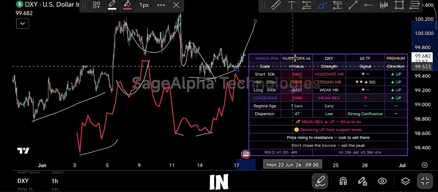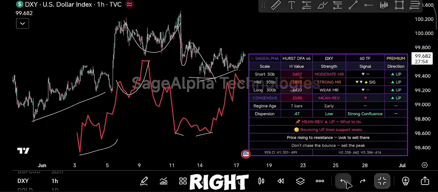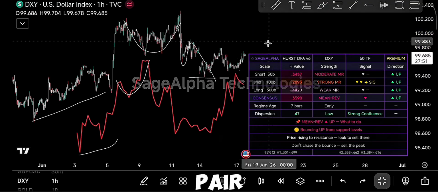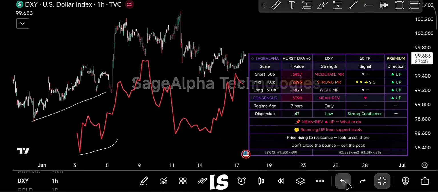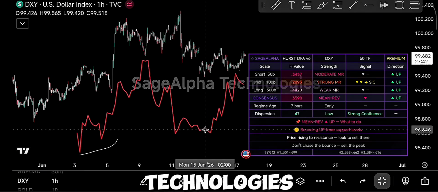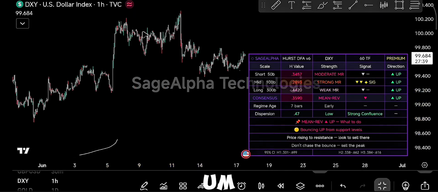Now all of this is in line with our prediction for the quarter, our quarterly prediction for the dollar pair. Remember, we're buying the dollar right from the low. This analysis is part of Sage Upward Technologies analysis from our price reductions.